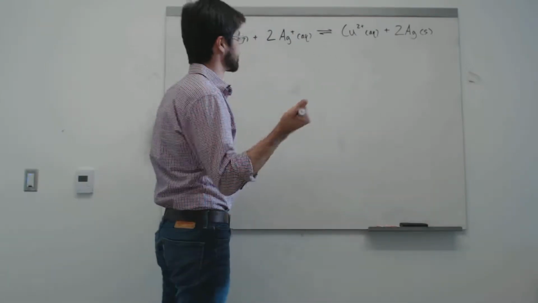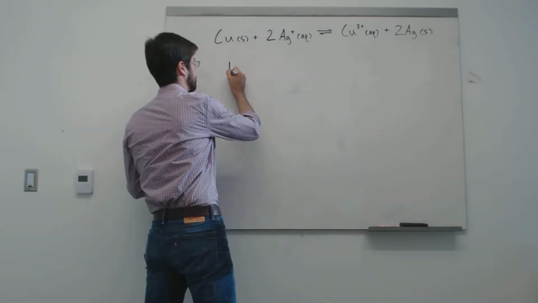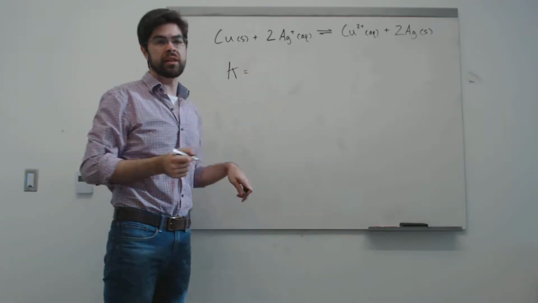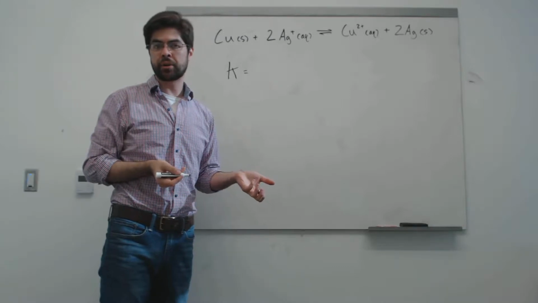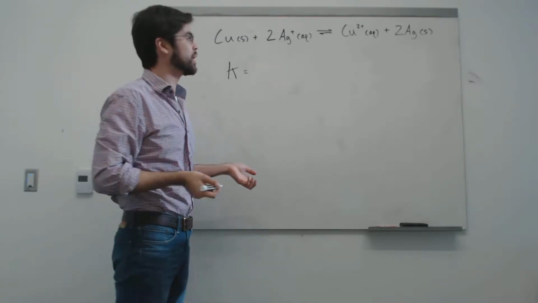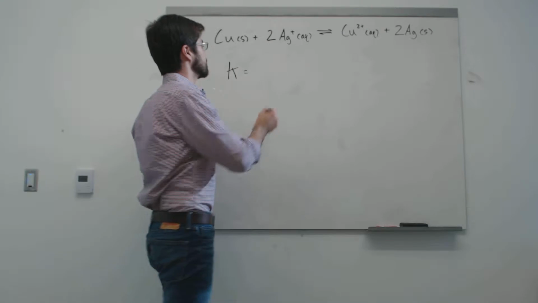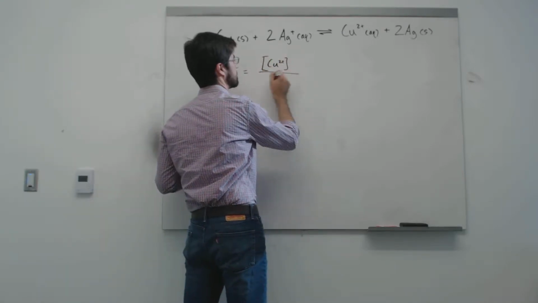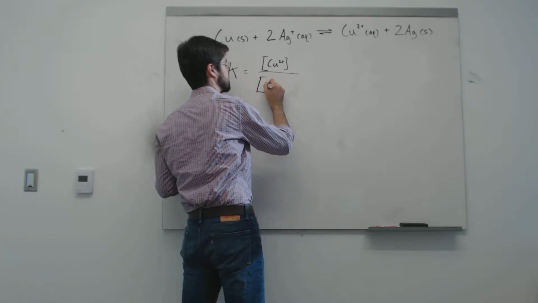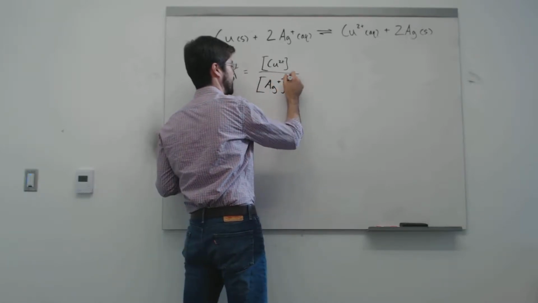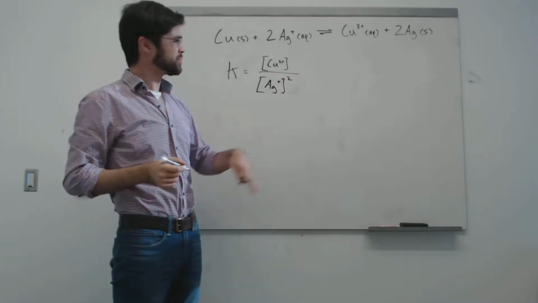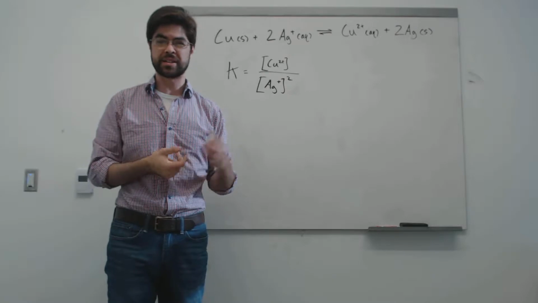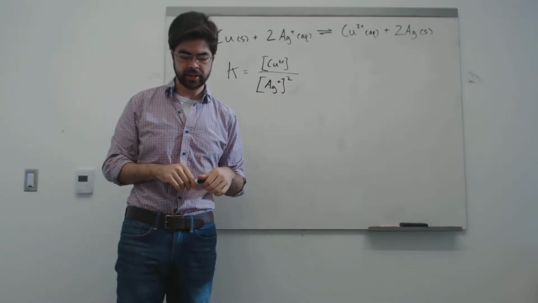Or rather, what's the law of mass action? What is the K value for this? Well, the K value should be the same thing that we would have expected for any chemical equation. We'll have products over reactants, so that's going to be the concentration of the copper divided by the concentration of the silver ions squared. Leaving out the solids, we always just assume that they have unit concentration and then essentially leave them out of the law of mass action.